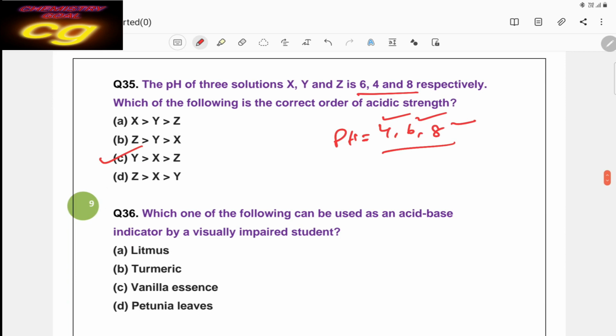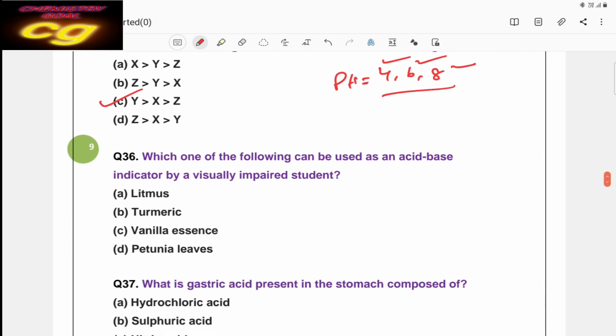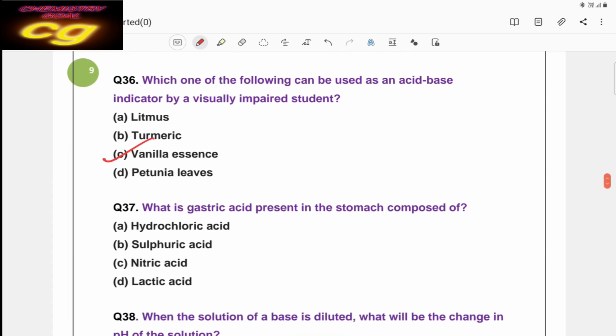Which one of the following can be used as an acid-base indicator by visually impaired students? Visually impaired students cannot see, but they can observe by smell. Smell means vanilla essence. Vanilla essence can be used by visually impaired students because of its smell. What is the gastric acid present in the stomach composed of? Gastric acid mainly contains hydrochloric acid, that is HCl, present in the stomach.